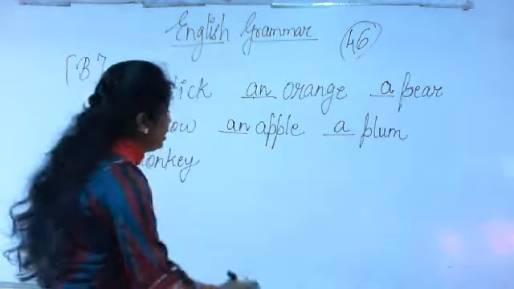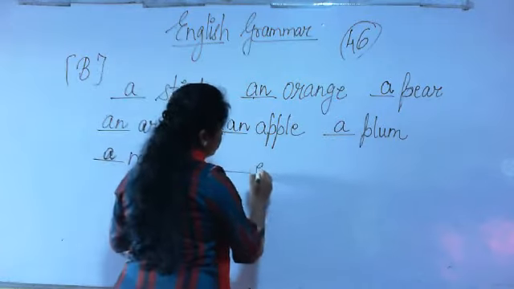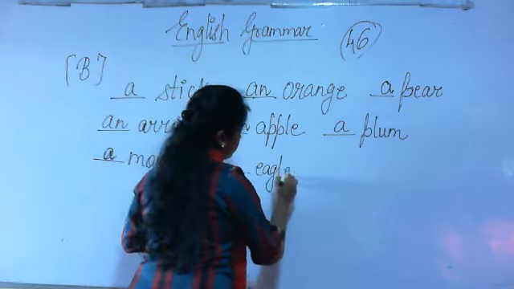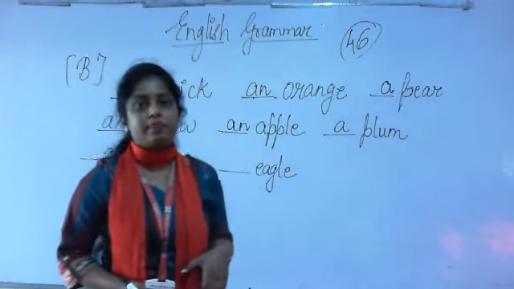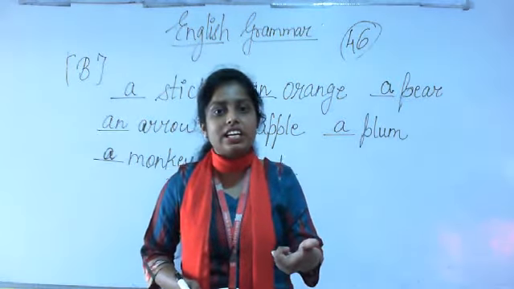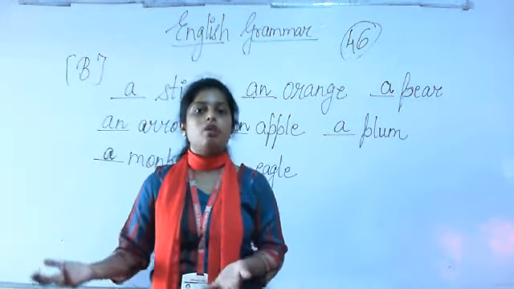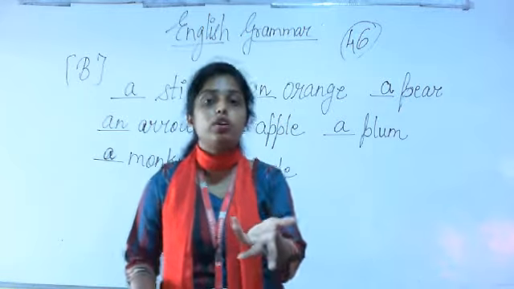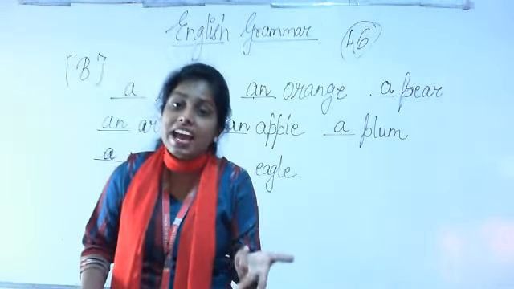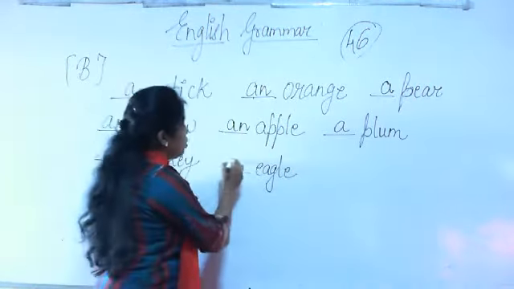Then eagle. Eagle. Okay, E sound is there, na? So E is what? It's a vowel sound. So with vowels, what do we use? We use an with the vowels. So, an eagle.